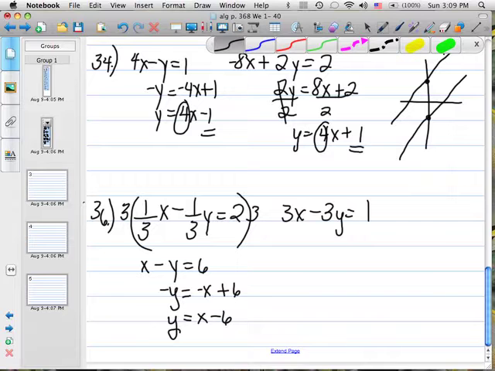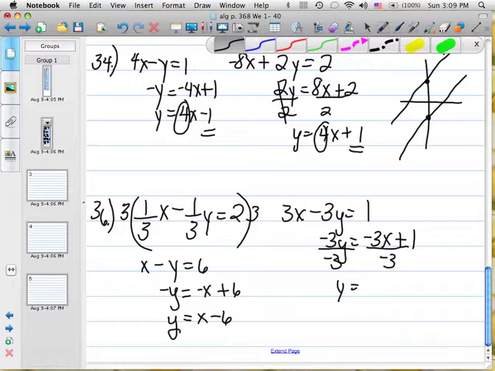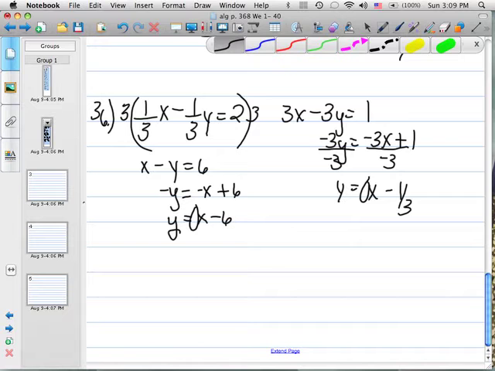This one, I'm going to subtract 3x from both sides, so I get 3y equals negative 3x plus 1. Divide by -3 to solve for y. So I get y equals -3 divided by -3 is positive 1x, or x, and 1 divided by -3 is negative 1/3. So they have the same slope, which is 1, but different intercepts, so they are parallel.